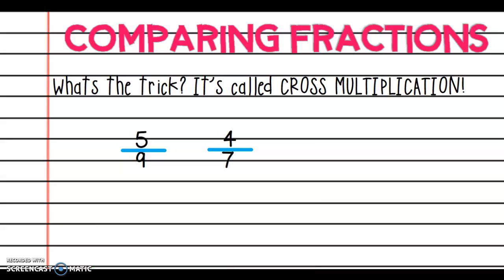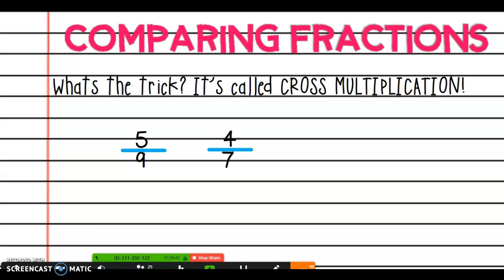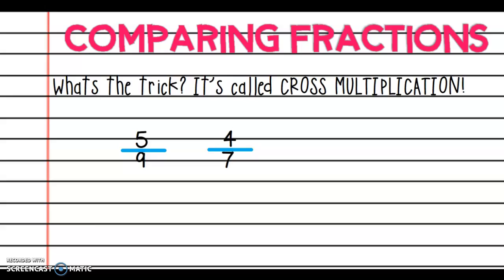So in your notebooks, you should have written down comparing fractions using cross multiplication, or you can write down exactly the way I have written down here on the screen. Like this is your notes.